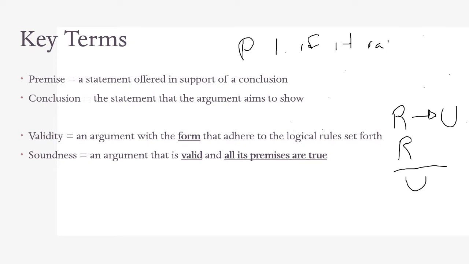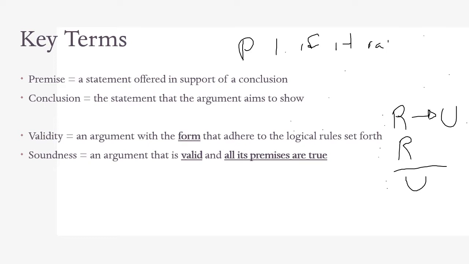So I used R and U here to reflect the previous example that I gave you. The first one is a premise that says, if it rains, I'll take my umbrella. The second statement is, it's raining. And then your conclusion is, I'll take my umbrella. So this is a structure, and we're only interested in the structure here. We could get rid of that whole example and just treat this as R arrow U, R, therefore U.